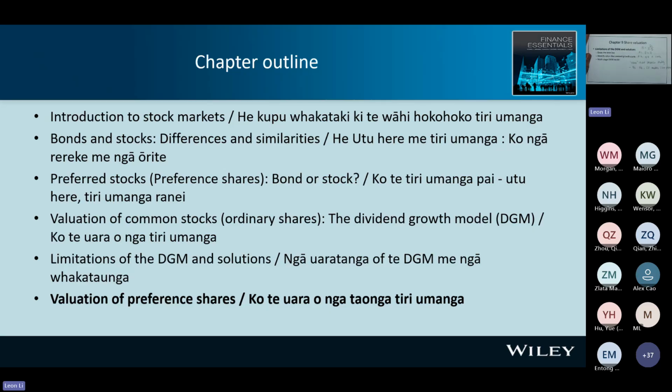Okay, so we address the limitation of the DGM model and the solution, right? So this is our DGM model. I think the first problem is g could be higher than r, right? Or supernormal growth, right? And the g is not a constant. But we can have a solution.